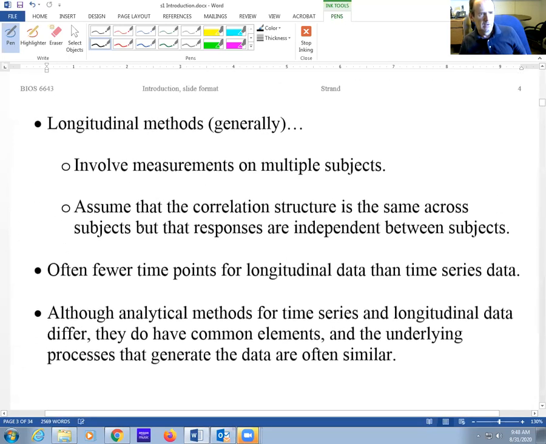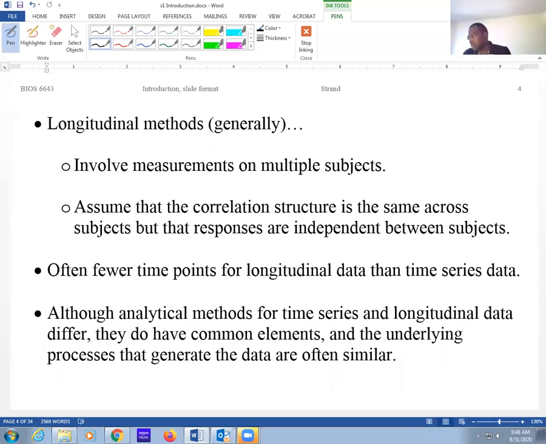Longitudinal methods generally involve measurements on multiple subjects or multiple processes, and you typically have fewer times of observation. It might be just a handful, like 4 or 5 times of measurement, or even less. Sometimes it could be 3, it could even be 2. So you can fit a longitudinal model to 2 time points, and I've actually done that a lot. The question is, why would you do that as opposed to just taking the difference? In some cases it may not be an advantage, but in other cases it might be an advantage to fit a longitudinal model to 2 time points.